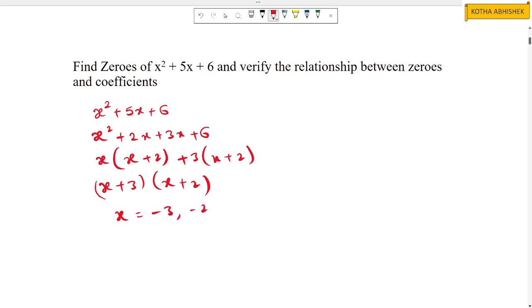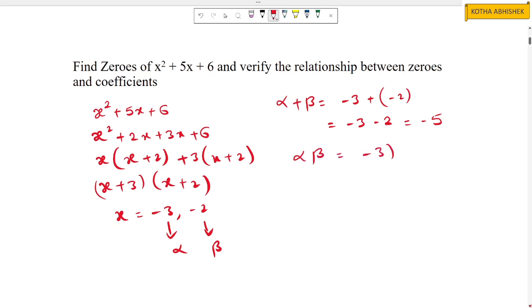Now take one as alpha and the other as beta. First let us find the sum of the zeros, that is alpha plus beta equals alpha is minus 3 plus beta is minus 2, which equals minus 3 minus 2, minus 5. Next, product of the zeros, alpha into beta equals alpha is minus 3 into beta is minus 2, minus into minus plus, 3 2s are 6. Alpha plus beta, that is sum of the zeros, is minus 5. Alpha into beta, product of the zeros, is plus 6.